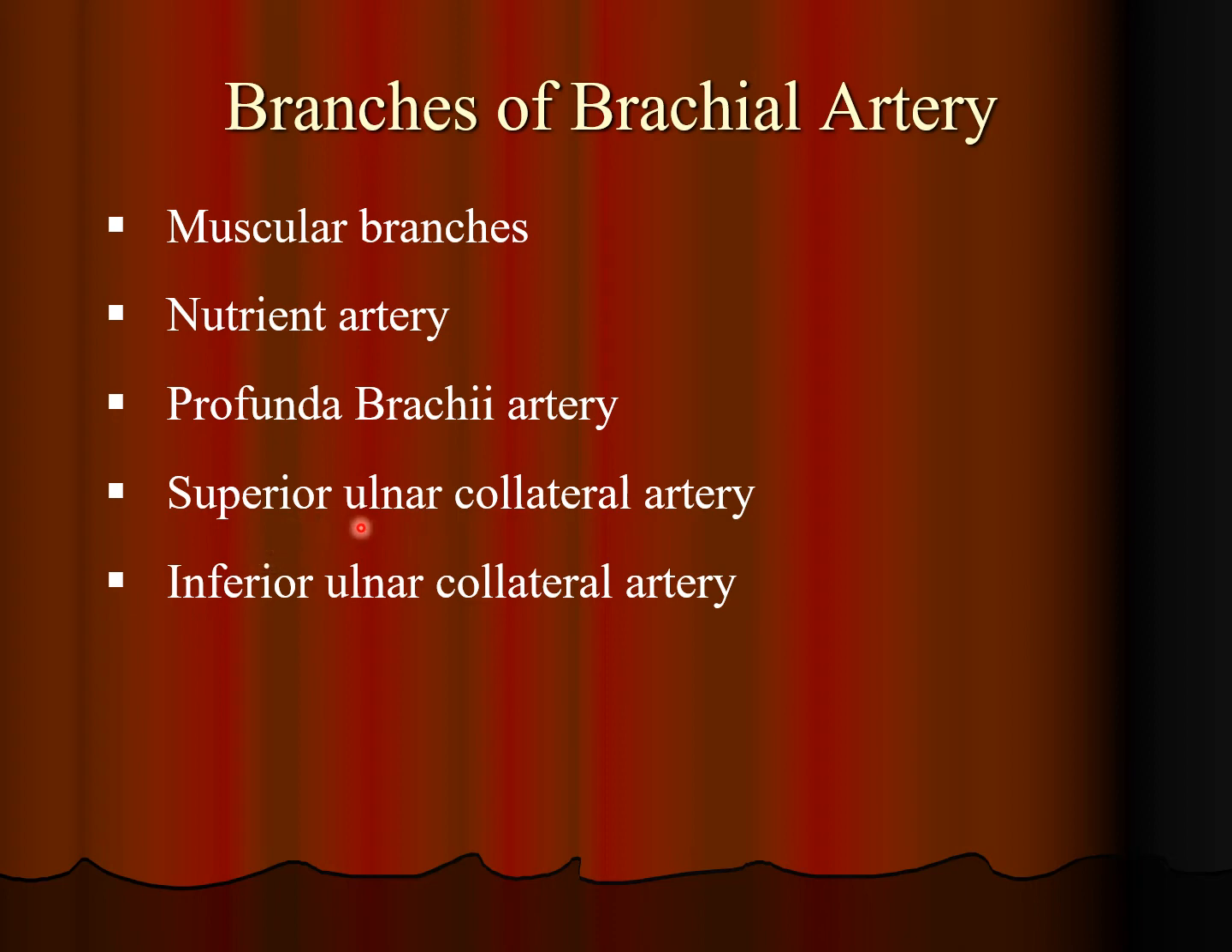So superior ulnar and inferior ulnar, as the names indicate, this is superior and this is inferior. Ulnar means they are both on the ulnar side or the medial side, and collateral means those branches which arise from the parent artery and then run parallel to the parent artery. That is known as collateral branches. So superior ulnar collateral and inferior ulnar collateral are the branches of brachial artery.